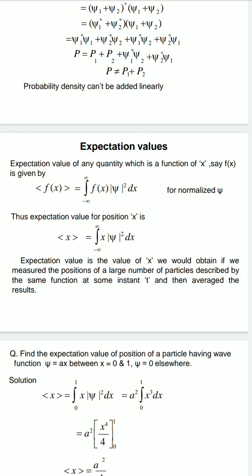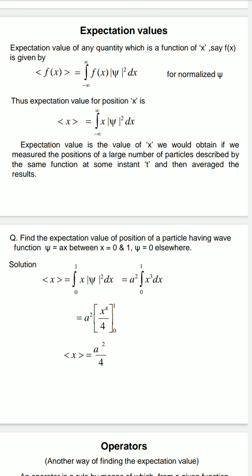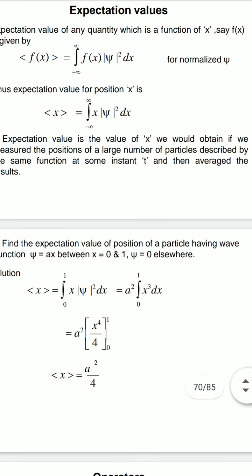So here an example is given. Find the expectation value of position of a particle having function psi equal to ax, and you have to find the expectation value between the limits 0 and 1. X varies from 0 to 1. So you have to put not full space; instead of minus infinity to plus infinity, you have to put the limit 0 to 1.